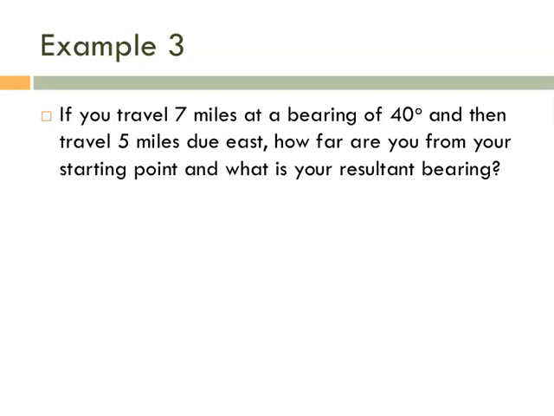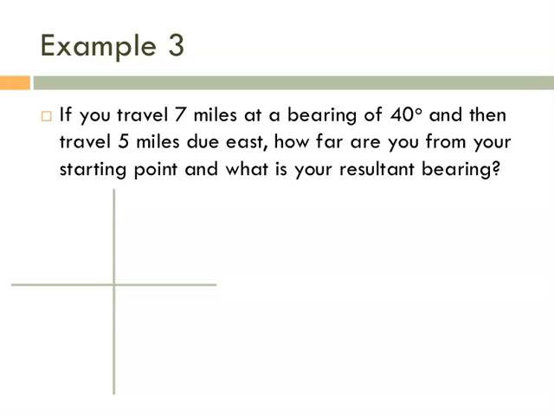Okay, so notice in this problem it's actually not asking for component form, right? But we do need to find component form in order to figure out, well, it's asking how far, so it's asking for distance. So really it's asking for the magnitude of that vector. And what is your resultant bearing? So we're going to need the resultant vector in order to determine the resultant bearing. Okay, so we're going to start by finding the components of the resultant vector.